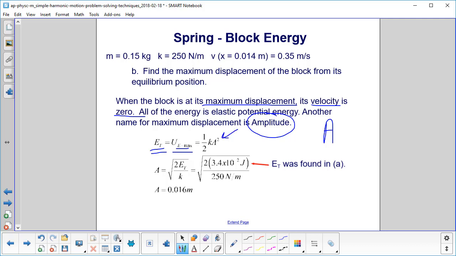So we solve that equation for A and find that A is equal to the square root of twice the total energy divided by k. We found the total energy in part A, we substitute the value in, and we find our max displacement is 0.016 meters.